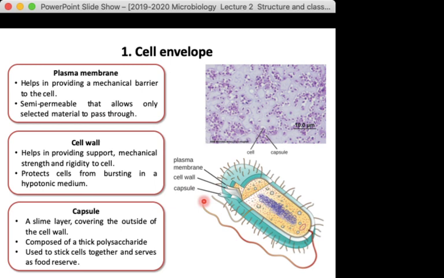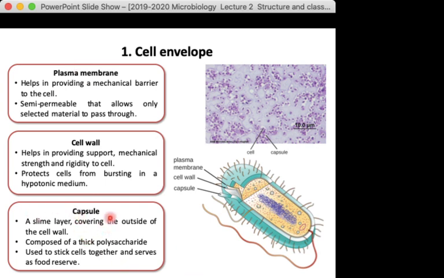Now, this is the size of the cell envelope. The outermost shell is a capsule, or the slime layers, which cover the outside of the cell wall. Now, remember, bacteria have a cell wall, but the structure of the bacterial cell wall is completely different from the plant cell wall. The capsule covers the cell wall, and the cell wall covers the plasma membrane. So the cell envelope is composed of three layers: the outermost layer is the capsule, then the cell wall, and the plasma membrane.